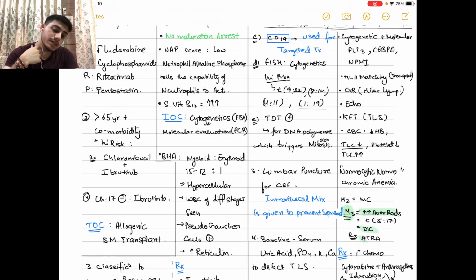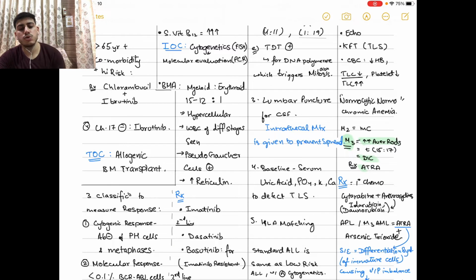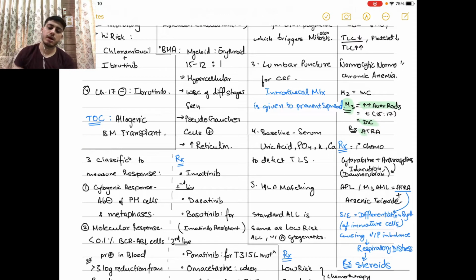Okay, and the other thing which can be found in blood is that serum vitamin B12 is highly elevated here. So the investigation of choice here will be cytogenetics, which will be done via FISH test, and molecular evaluation, which will be done by PCR. And apart from this, we can do bone marrow aspiration. In bone marrow aspiration, we will find myeloid to erythroid ratio to be 15:1, something like that, and hypercellularity, WBCs of different stages will be seen. As I already told you, growth is so much that they are not even waiting in the bone marrow to get mature, they are just flowing out, there is an influx, a vigorous influx into the circulation.